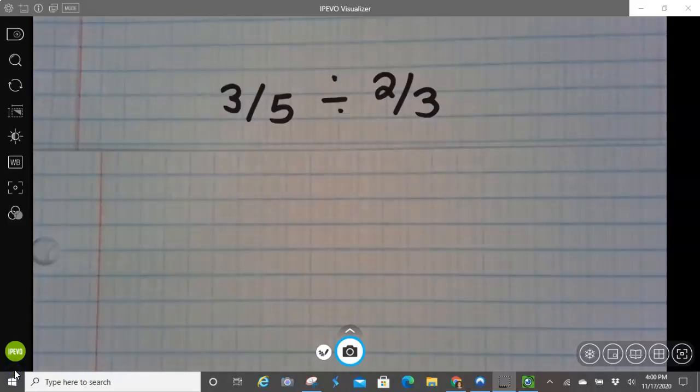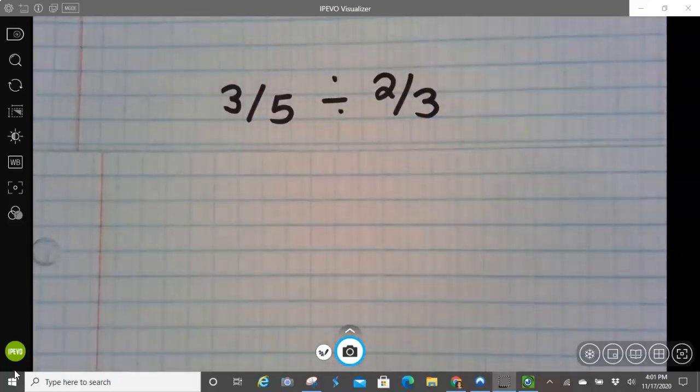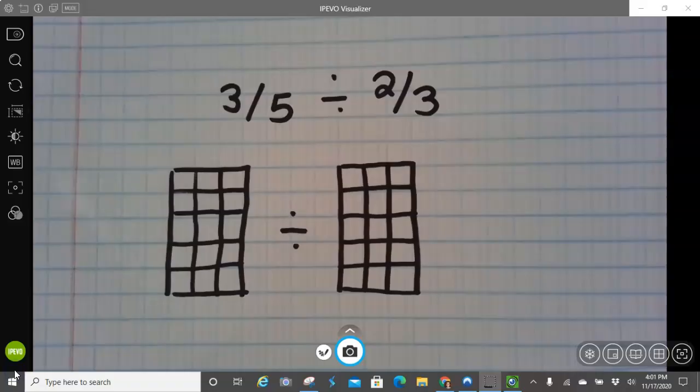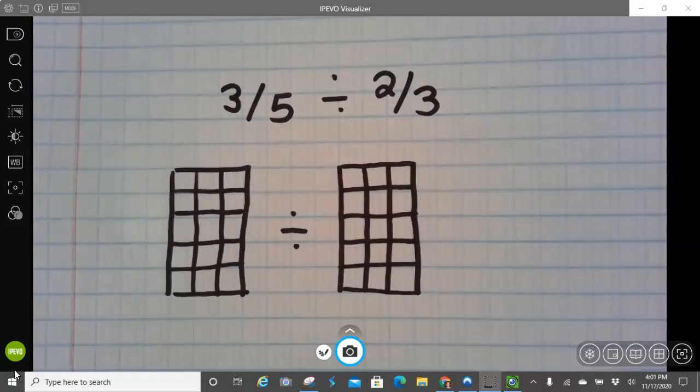So looking at another example, let's say we wanted to model 3/5 divided by 2/3. The first thing we have to do is decide how big the boxes are going to be. So look at our two denominators. We've got 5 and 3. So our boxes are going to be 3 by 5 or 5 by 3. It doesn't matter which way they're turned. You can see these are 3 by 5.